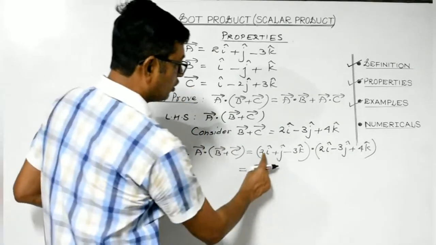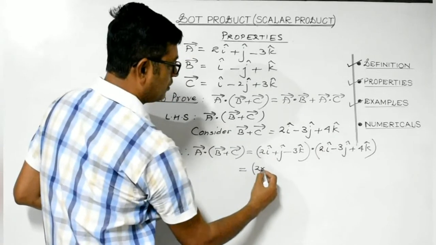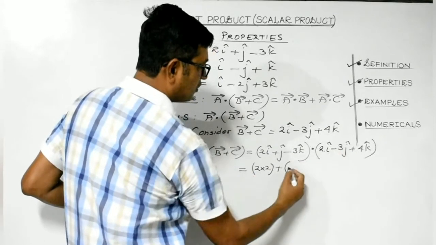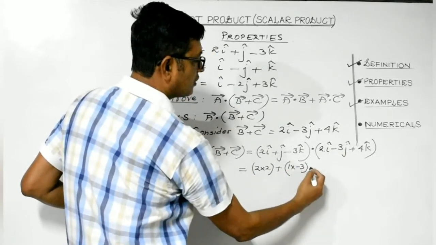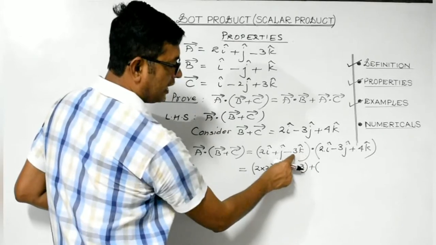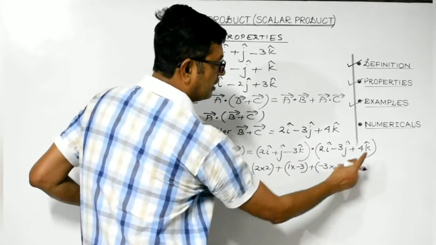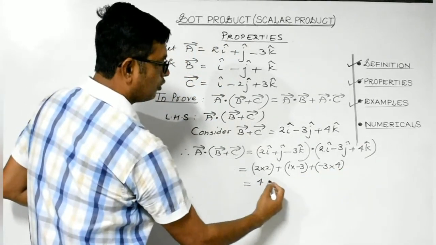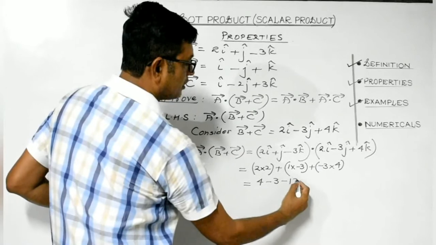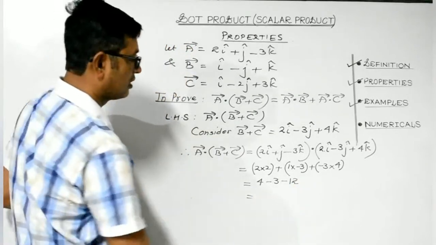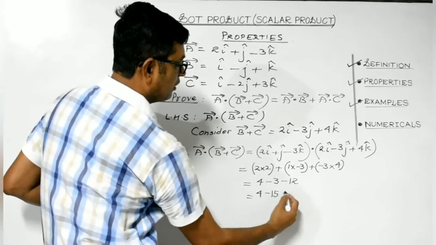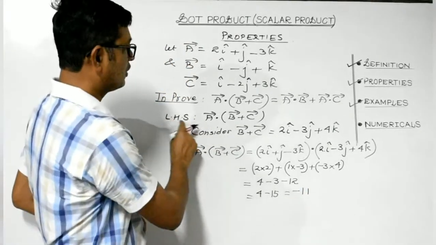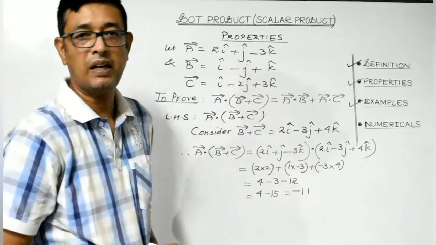Right? Let's do it. So 2 into 2 plus coefficient of j cap is 1, coefficient of j cap over here is minus 3. So it will be 1 into minus 3, plus coefficient of k cap over here is minus 3 and here the coefficient of k cap is 4. So let's evaluate it. It will be 4 minus 3 minus 12. So what do we get? 4 minus 15. So it will give us minus 11. So the numerical value of the left hand side is obtained to be minus 11.